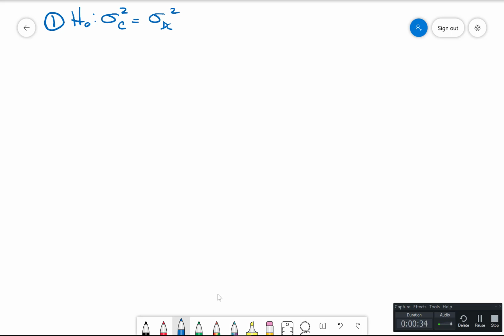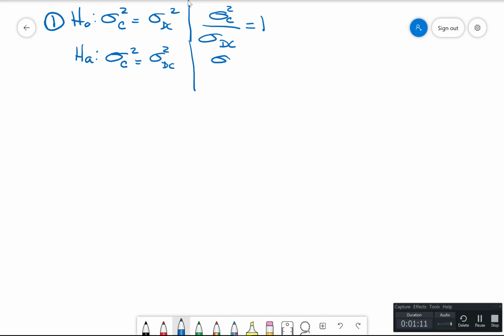Now, on StatCrunch, they're going to talk about this as a ratio. And so if this is true, if they're equal, then that ratio will be 1. So these are both alternative ways to write your hypothesis. Then our alternative, because the problem doesn't say a direction, just are they the same or are they different, we're going to say that the variation of Coke is not equal to the variation of Diet Coke, or continuing the pattern of the ratio, the variation of Coke over the variation of Diet Coke is not equal to 1.